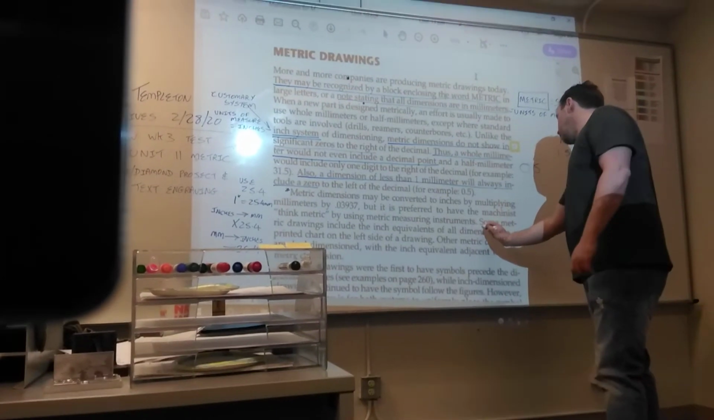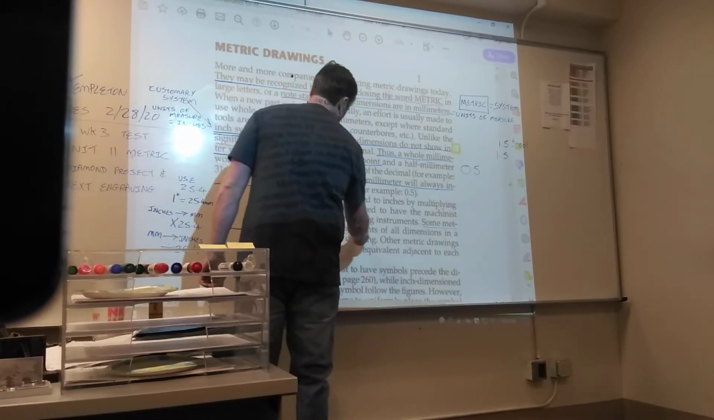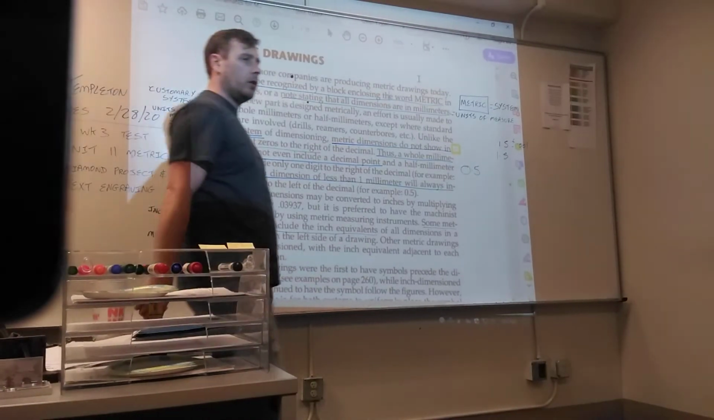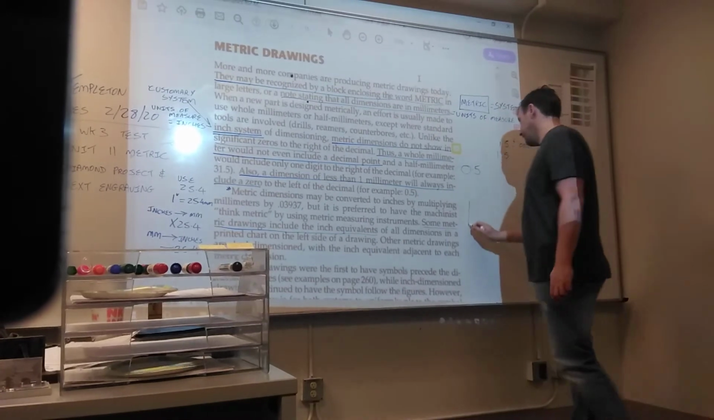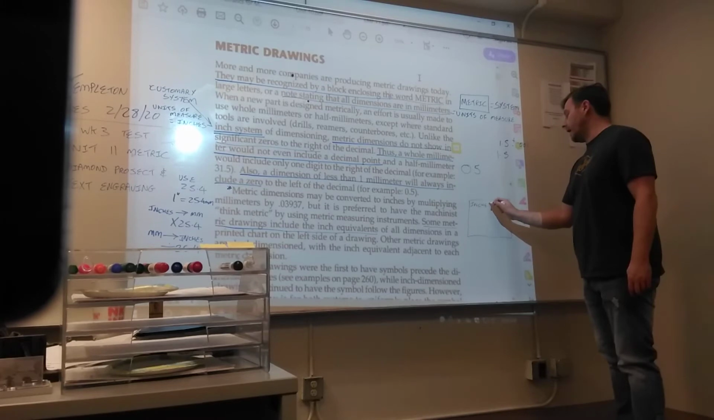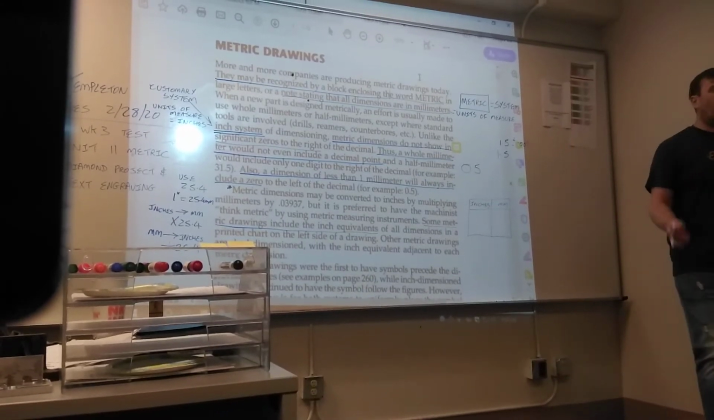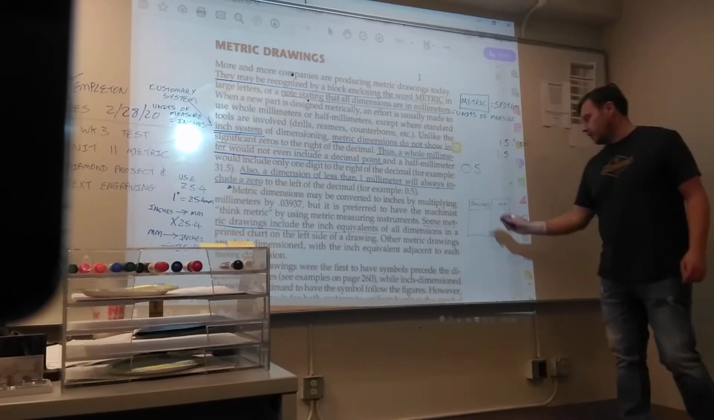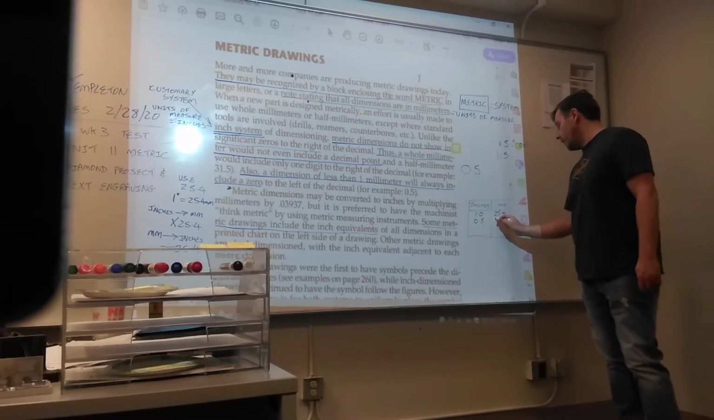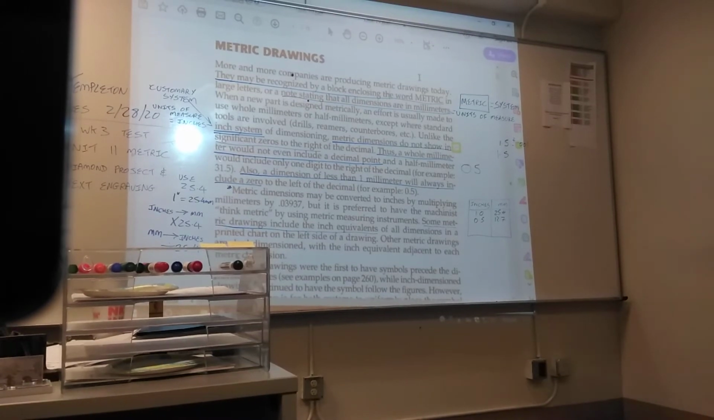So some metric blueprints will include the inch equivalent. There'll be a little chart on the blueprint, and it'll have inches on one side, millimeters on the other, and all the dimensions will be converted for you. That's nice of them. The idea is so that you don't make any stupid mistakes. If only life was that simple.